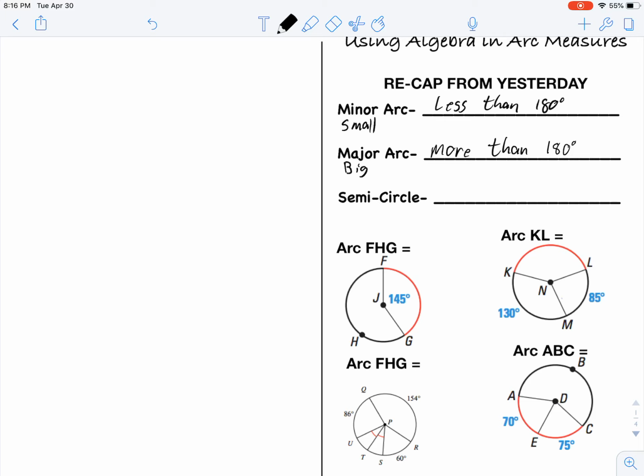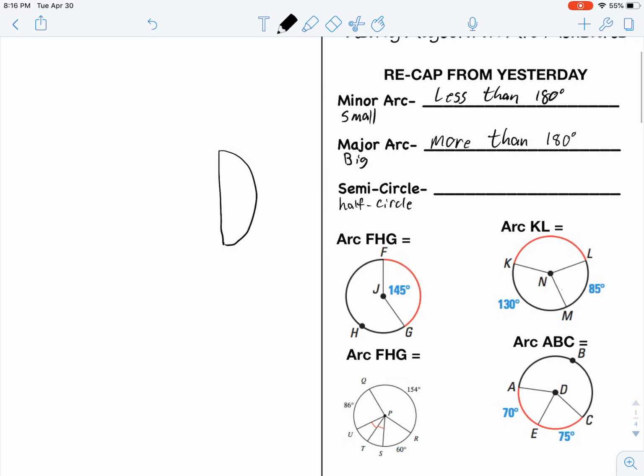All right, and now we're talking about a semicircle. I'm going to go over to the left here and draw a semicircle. So if I have this guy right here, what portion of a circle do I have? Well, I have half a circle. So a semicircle is half a circle. Well, a half circle is worth how many degrees? It's worth 180 degrees. So we're going to say it is equal to 180 degrees.